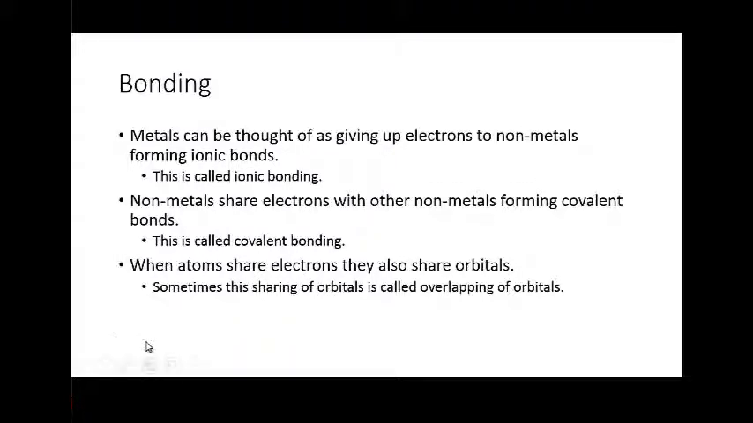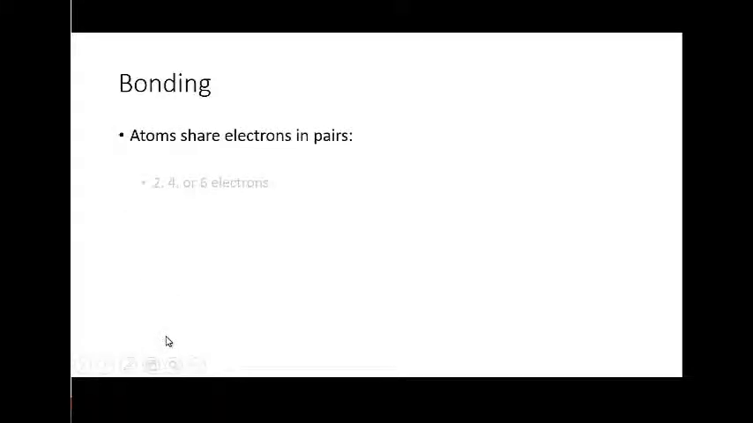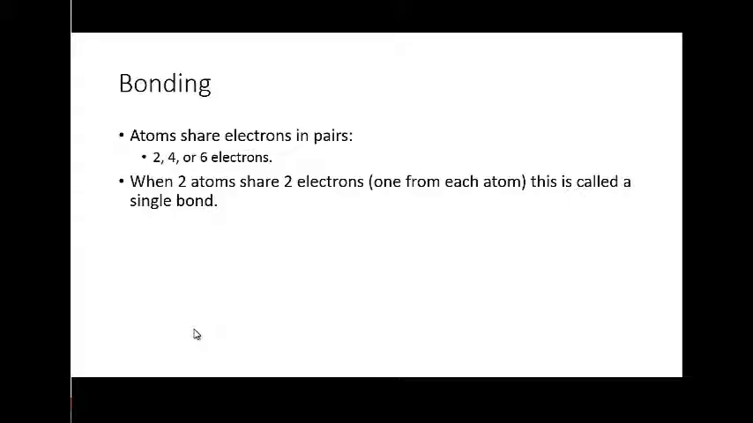Okay. Well, let's see. Let's go on here. Atoms share electrons in pairs, either 2, 4, or 6 electrons. And we're seeing an example here of 2 electrons shared between 2 atoms. Okay?